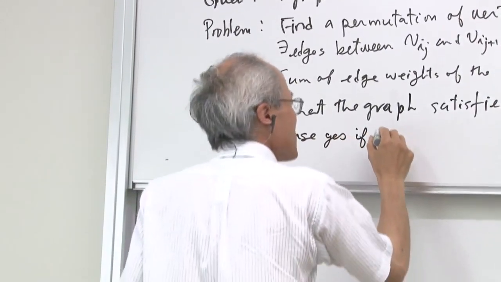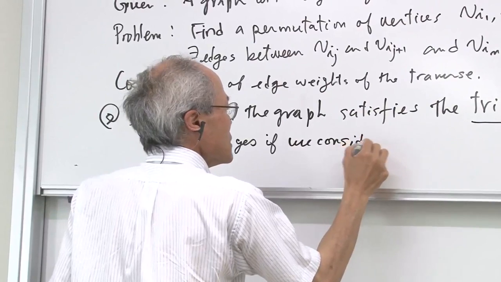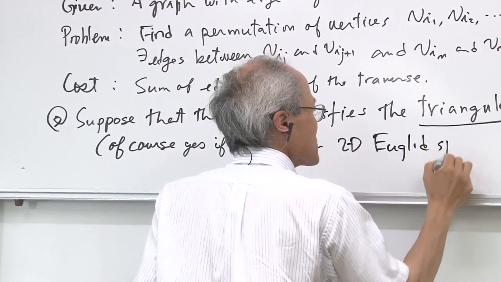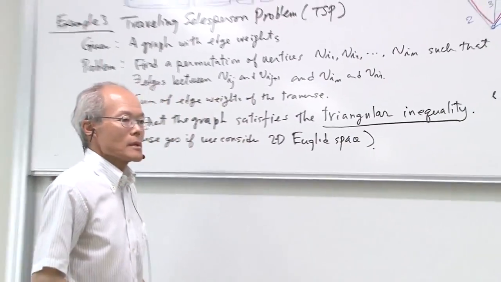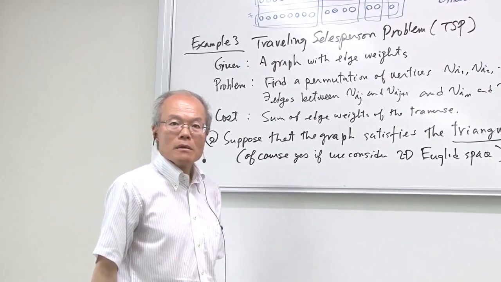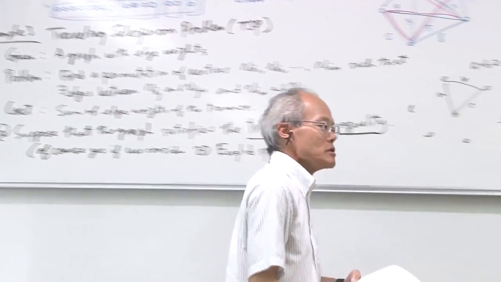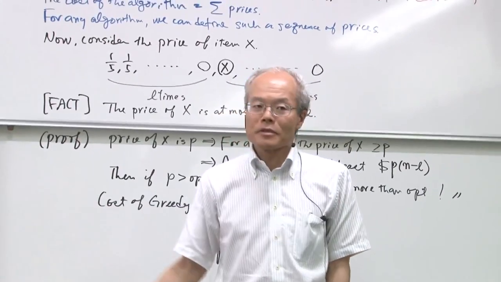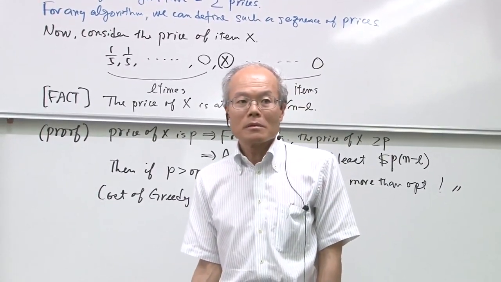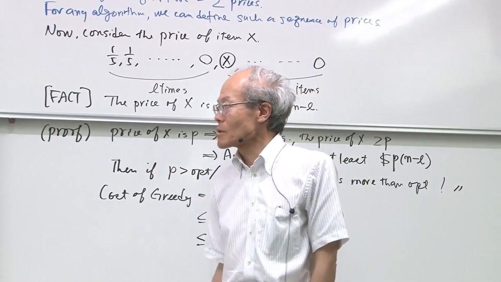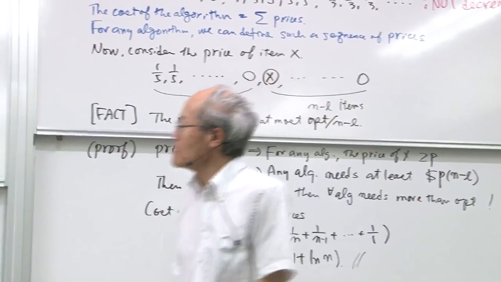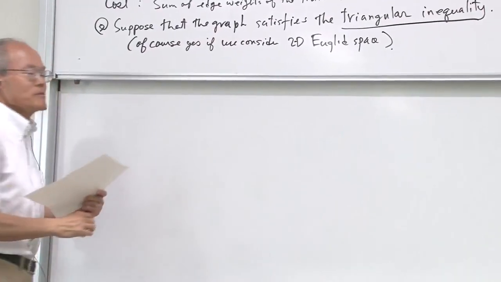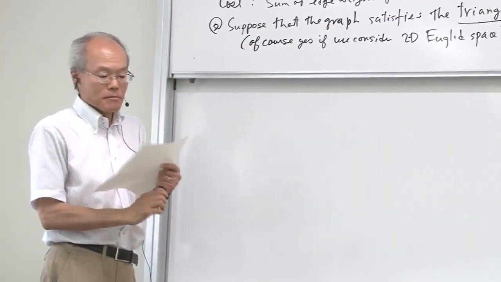If we consider, for example, two-dimensional Euclidean space. So in practice, when you consider applications of this problem, this assumption is quite reasonable. This assumption is not too strong at all. Then we can design a good approximation algorithm. Of course, this problem is hard.